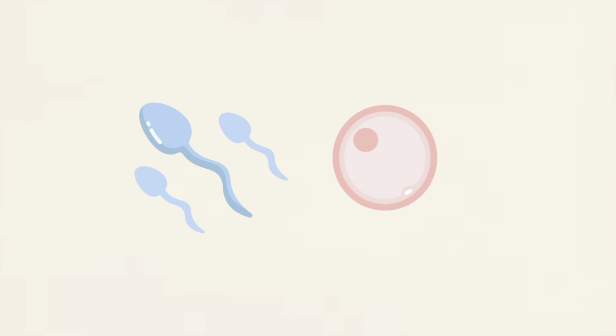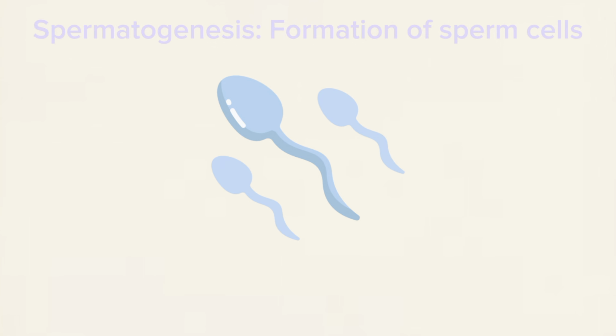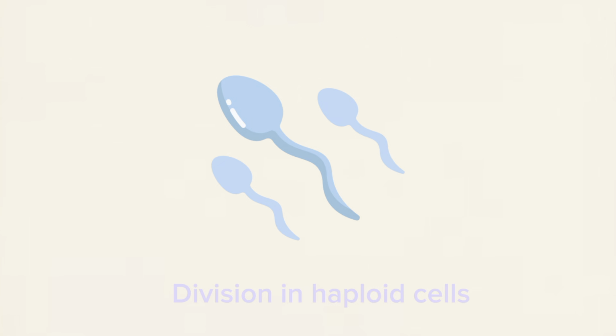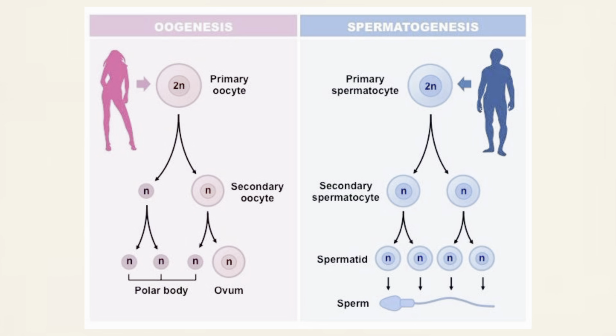Then we have gametogenesis. Gametogenesis is the process in which sperm and eggs are formed in organisms that reproduce sexually, and this process is key for reproduction and transference of genes. Spermatogenesis is the formation of the sperm cells in males and the division of them into haploid cells, and oogenesis is the production process of egg cells in females and leads to the formation of one big egg cell. Gametogenesis makes sure the zygote has diploid chromosomes by making haploid chromosomes before fertilization.